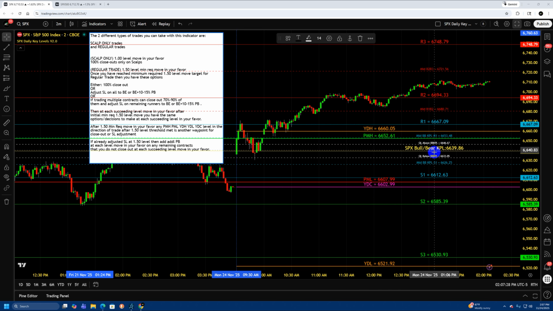The QL levels are not factored into this. As we said earlier, the QL levels have a singular purpose, which is simply tight stop losses for either bullish or bearish trades above and below each level.